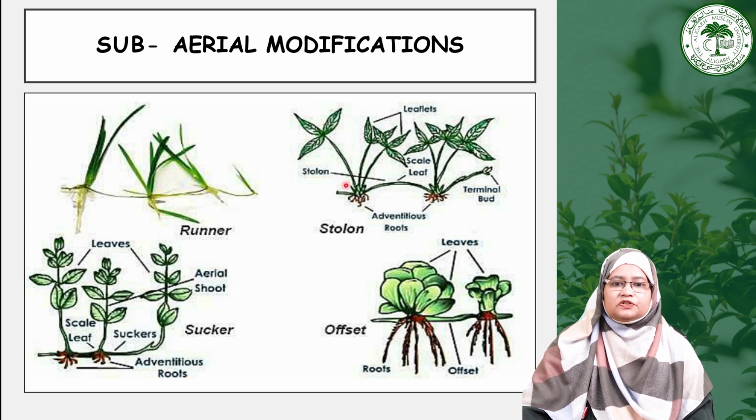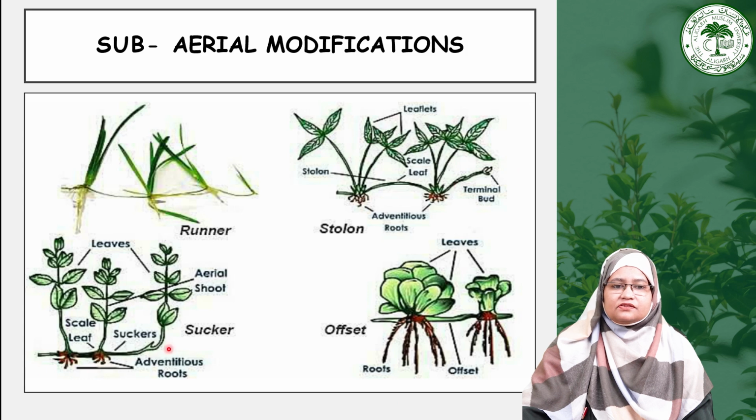In the stolon, you will find that runners have a straight line, while the stolon has some angled stem. As you can see, there is a stem which is angled, and at the nodal region you will find the adventitious branches, and these are the leaves. An example of stolon is the strawberry plant, whose stem is a stolon type of stem.